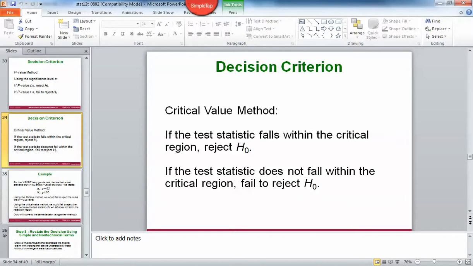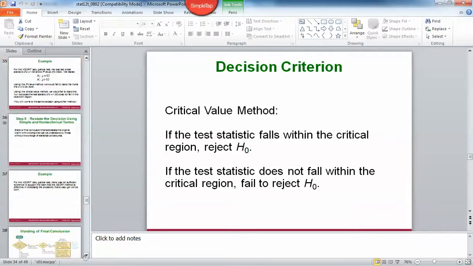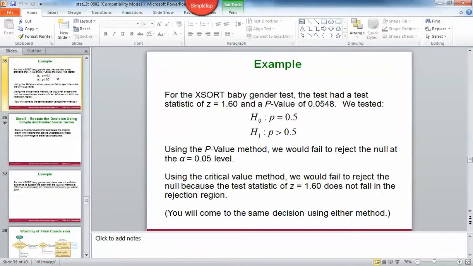These next few slides are doing the exact same thing. They're just telling you how do you decide. And it depends on whether you use the p-value method or the critical value method. With the p-value, you just look at the alpha. That's why I like to use the p-value, because I don't have to worry about where the critical region is. I figure out a p-value, and then I just look at the alpha.